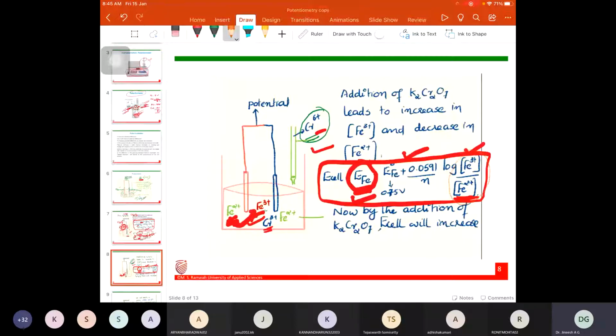So we will be able to see the potential increases by the addition of potassium dichromate solution initially. The reason is there is a conversion of Fe2+ ions into Fe3+. So Fe3+ ion concentration increases, Fe2+ ion concentration decreases. Then as per the Nernst equation, the numerator increases, the denominator decreases. So the entire factor increases, so the potential increases. Understood? Any doubt? No, sir.